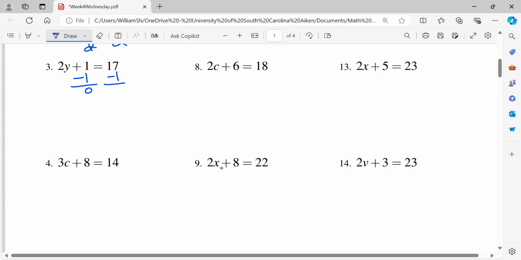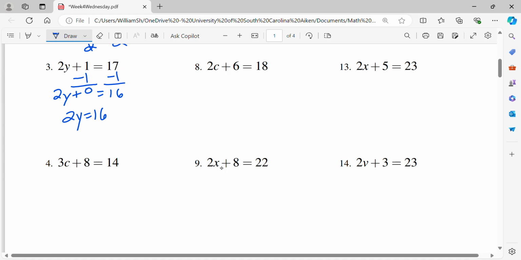17 minus 1. Okay, this gives me 2y plus 0 equals 16, which is the same thing as 2y equals 16. I may have spoken wrong in that intermediate step there. I said 2y plus 0 equals 16, which simplifies down to 2y equals 16. And then I need to get rid of this 2.